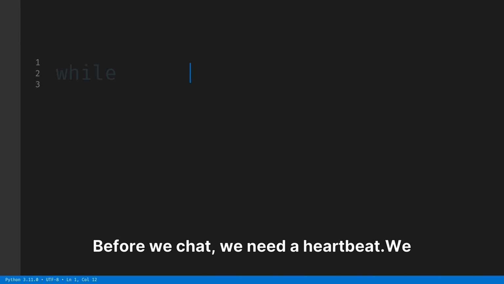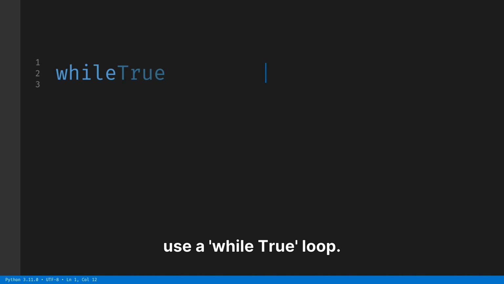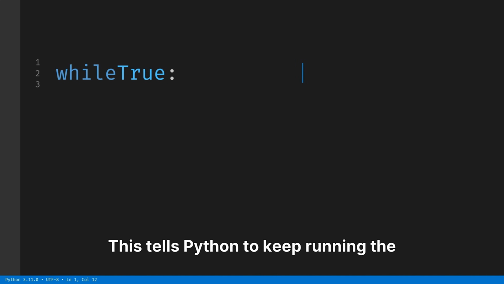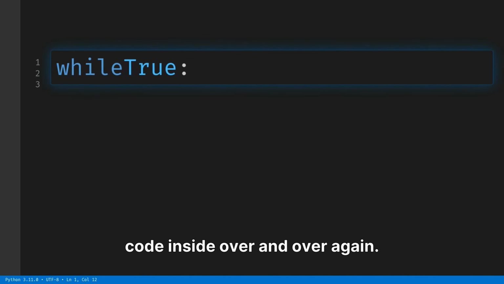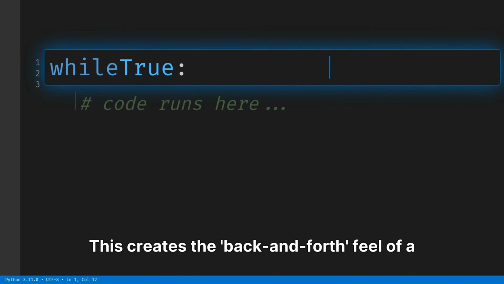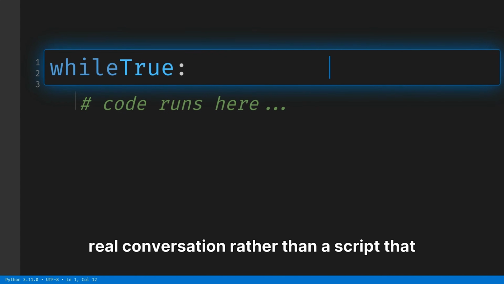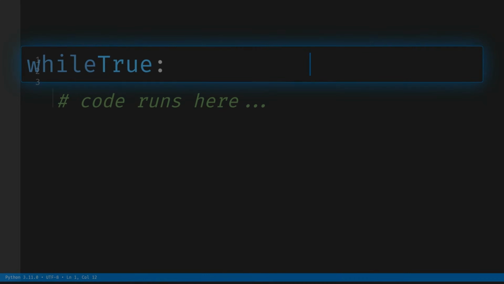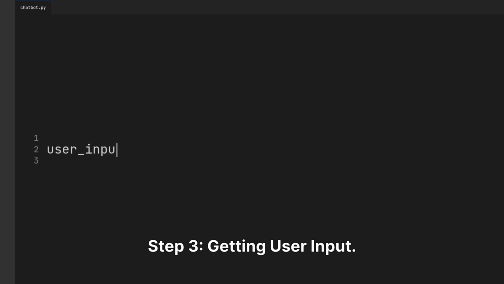Before we chat, we need a heartbeat. We use a while true loop. This tells Python to keep running the code inside over and over again. This creates the back and forth feel of a real conversation rather than a script that just runs once and quits. Step 3. Getting user input.